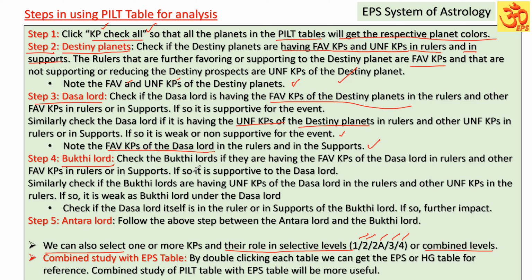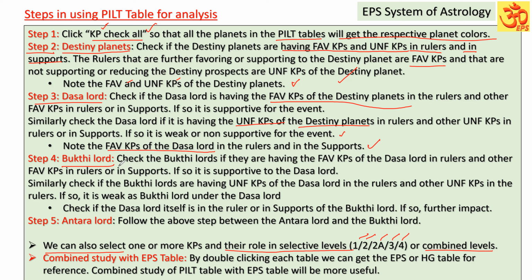Because we have to check each Buddhi Lord, which Buddhi Lords are having the favorable key planets of the Dasa Lord in rulers, and other favorable key planets in rulers or in supports. We have to check it. If they are all present, that is called PILT connection.